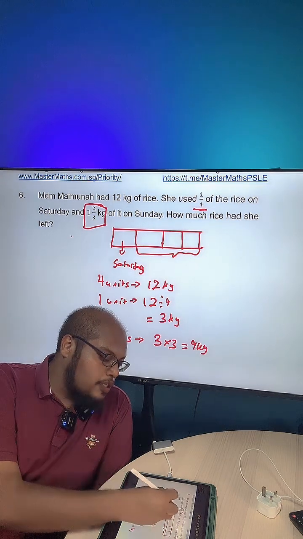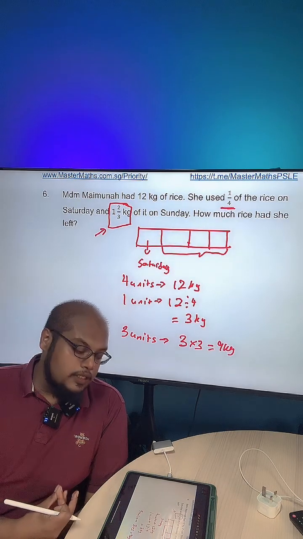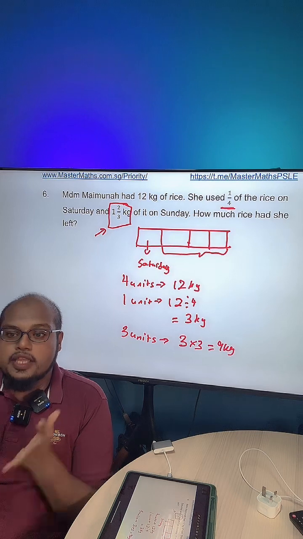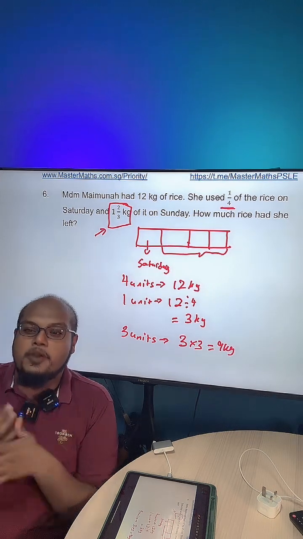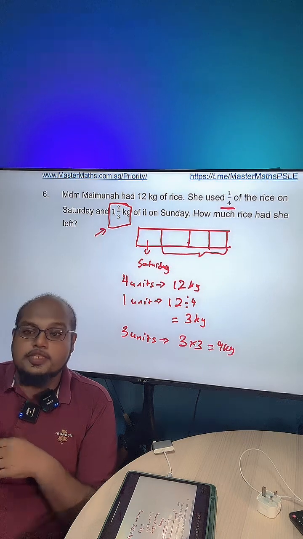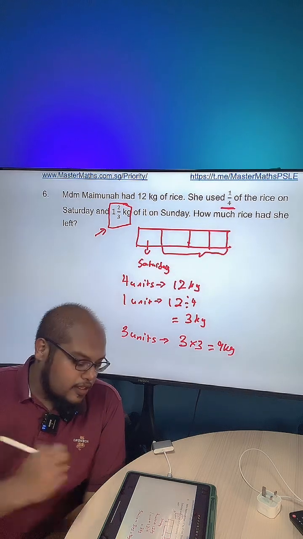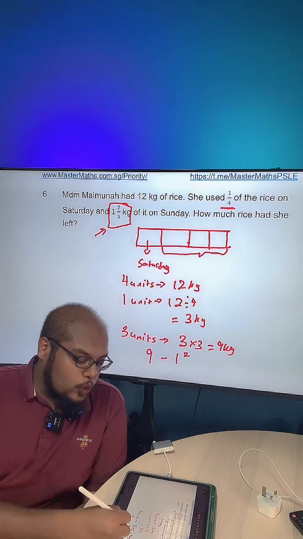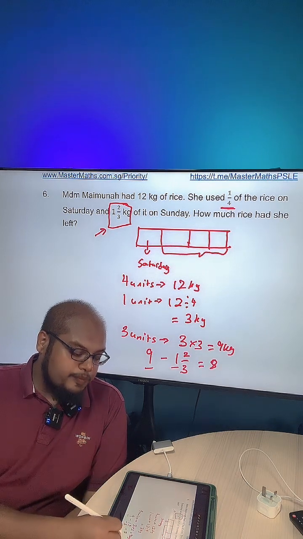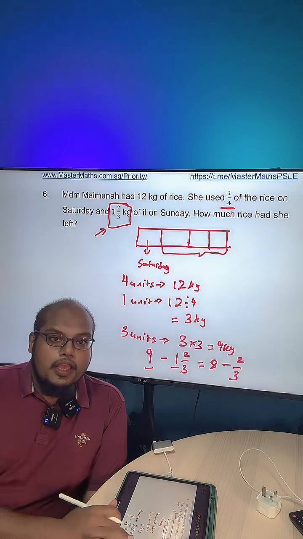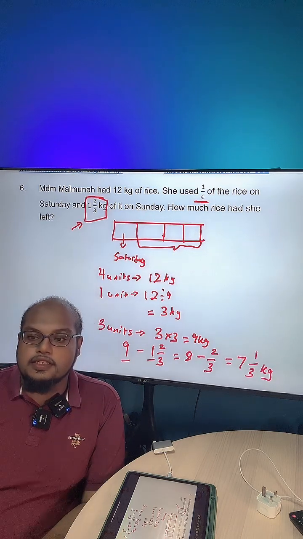So out of this 9 kg, we need to take out this 1 2/3 kg. Okay, so now you see there's a unit there, you treat the fraction like a number. Like if you have 10 kg, I use 2 kg, I will take 10 minus 2. Now, the same thing. Madam Maimuna has 9 kg, and she used 1 2/3 kg, so I must take out this 1 2/3 kg. I saw on IG, very good there, Rizky. Okay, so I take 9 minus 1 2/3. The 9 minus the 1 equals 8, minus 2/3, and I'm left with 7 1/3 kg.